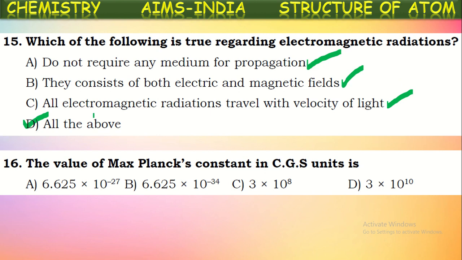The value of Max Planck's constant in CGS units. We know Planck's constant is equal to 6.625 into 10 to the power of minus 27 erg second, or 6.625 into 10 to the power of minus 34 joule second. Here it is asked to mention its value in CGS units. So it will be equal to 6.625 into 10 to the power of minus 27. Its units will be erg second in CGS units. Okay.